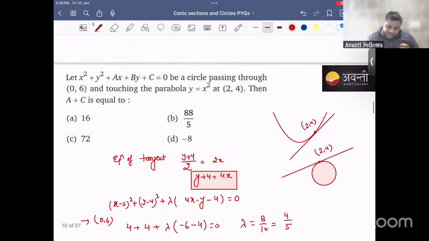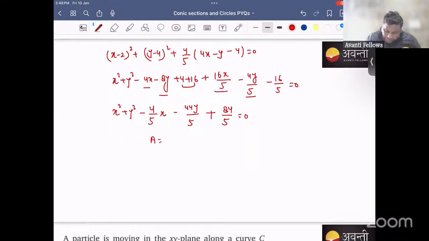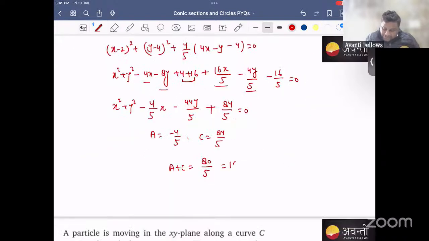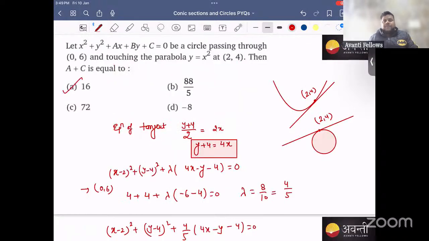So it is ax plus by plus c. Your a is minus 4 by 5 and your c is 84 upon 5. So a plus c is 80 by 5. 80 by 5 means 16 is your answer. There it is.